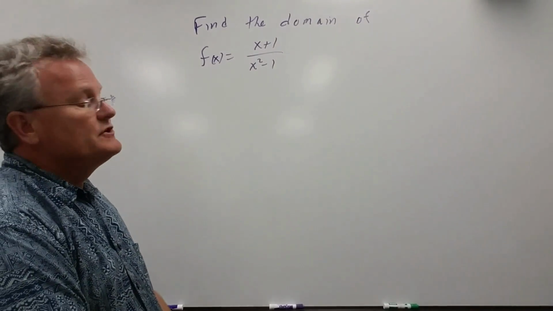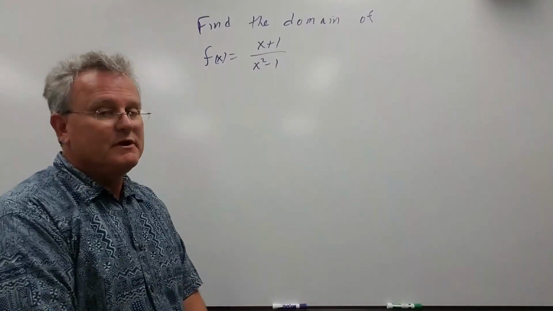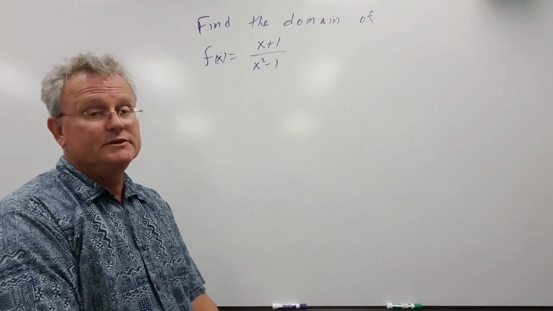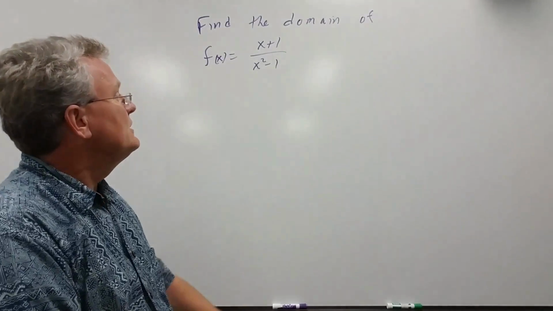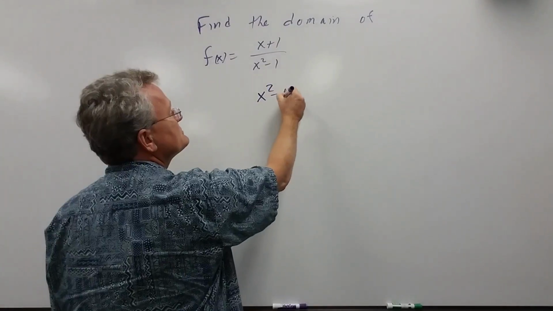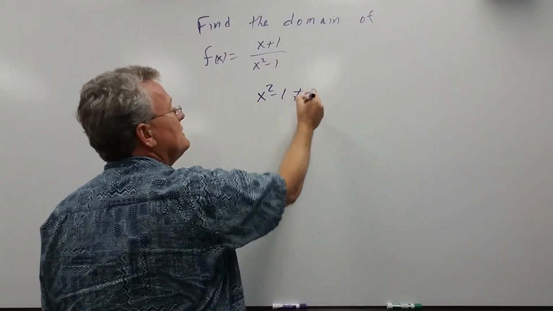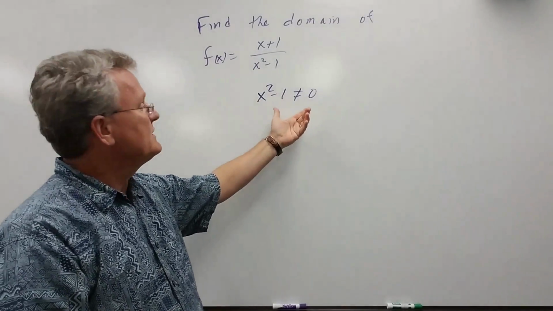When we're asked to find the domain of a rational function, we don't want the denominator to be 0 because division by 0 is undefined. So we want to take the denominator, which in this case is x squared minus 1, and we don't want that to be 0. Well, there's a few ways we could solve this.